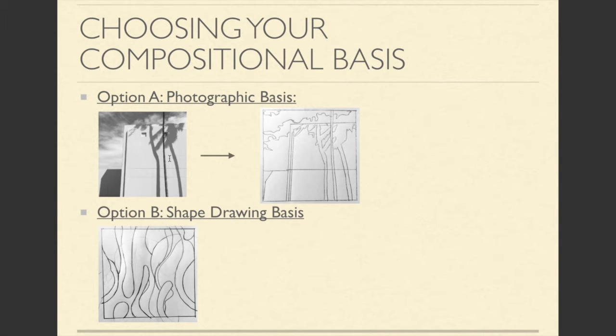Option A is a photographic basis. So you get a photograph, okay, and you make this drawing from it. And then you're going to use this as the basis for your color designs later. Option B is to choose a shape type or combination shape types, and you make a drawing from that. And this can also be used to make your color designs.